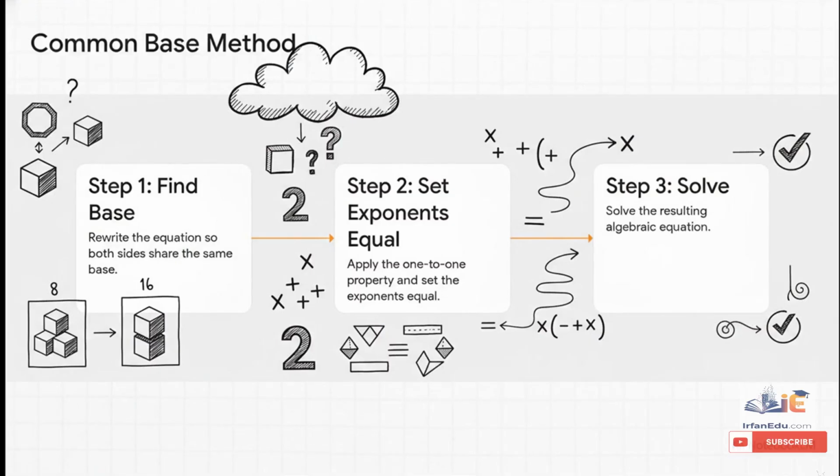So how do you actually use it? It's pretty straightforward. First, you try to find a common language, or a common base, for both sides of the equation, like, for example, the numbers 8 and 16. They can both be written in terms of the number 2. Once you get those bases to match, that one-to-one property lets you completely ignore the bases and just set the exponents equal. And boom, all of a sudden a really complex-looking exponential problem turns into simple algebra.